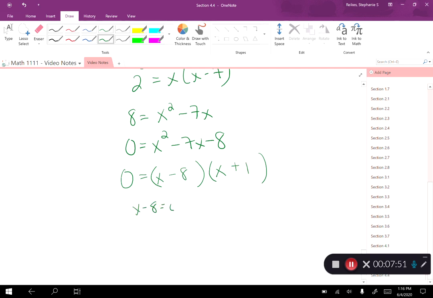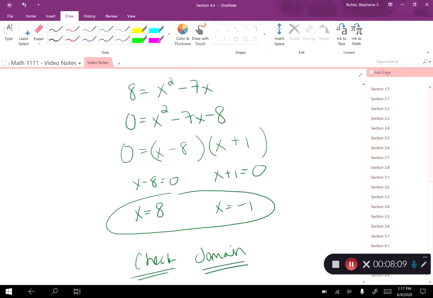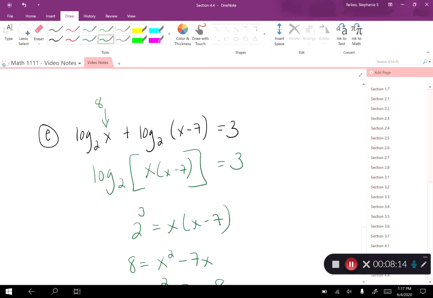Setting each expression equal to 0 and solving for x, I get x equals positive 8 and x equals negative 1. Now remember, let's do a double check and make sure it works in the domain. So I got 8 and negative 1. If I plug 8 in here, that's a positive number. If I plug 8 in there, 8 minus 7 is 1, also a positive number. 8 checks out, no problem.